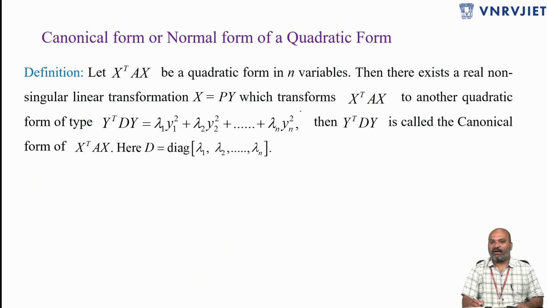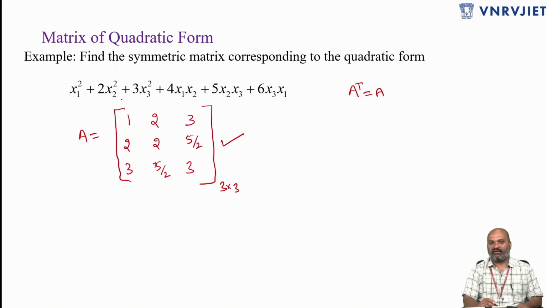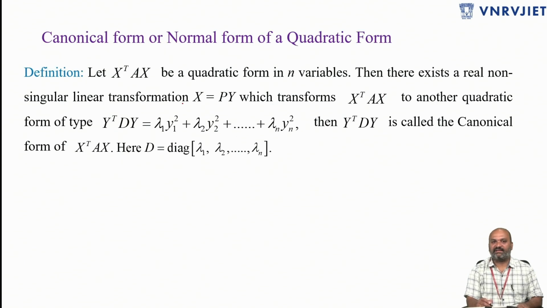A simple quadratic form can have square terms. See here, this is a quadratic form. A quadratic form has square terms as well as product terms, whereas a canonical form has only square terms. That's why it is also called the sum of squares form.